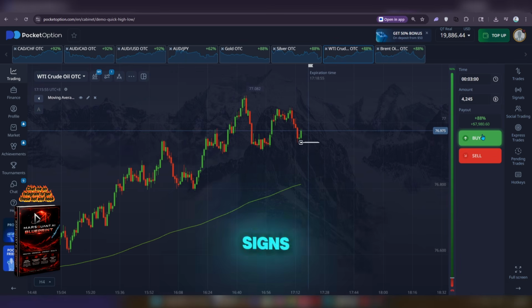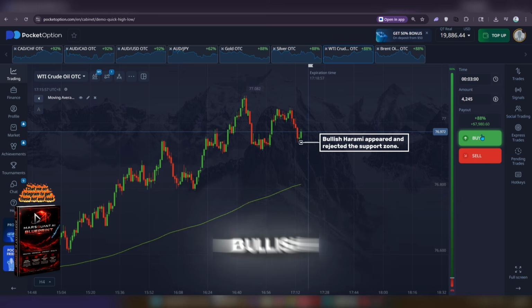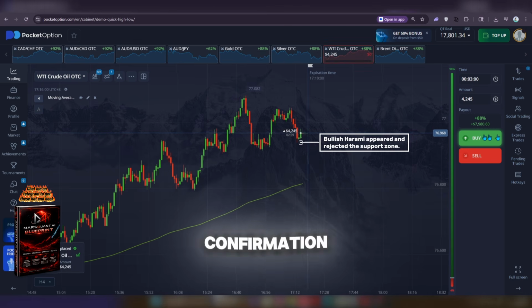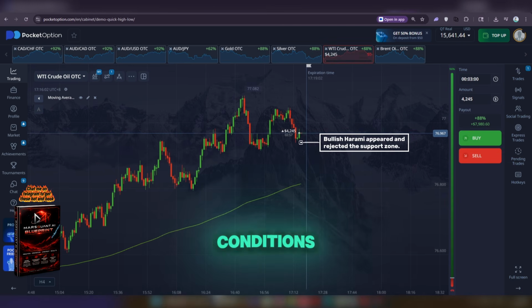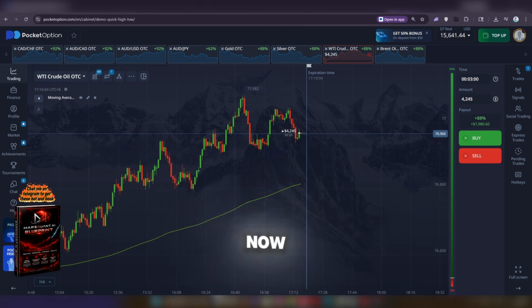The price is showing signs of a bullish reversal after a bullish harami pattern appeared with bullish confirmation. This setup meets the main conditions of the MarsQuant blueprint. I will now prepare to open a buy position and see what happens next.